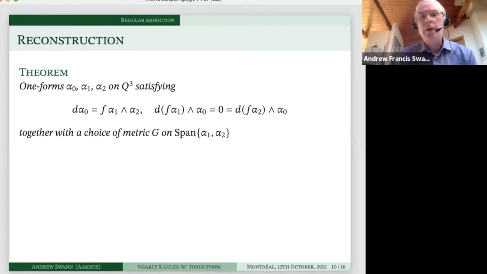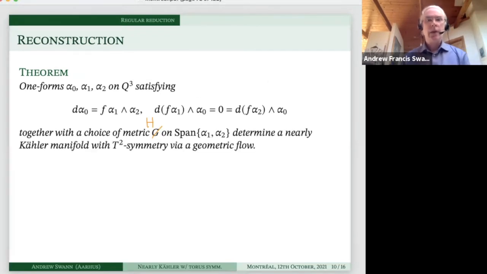And then you can choose any metric, which I should have called H. I changed my notation, sorry. It should be H, what I called H on the previous slide. You can choose any metric H on the span of alpha 1 and alpha 2. And this data then determines a nearly Kähler structure with T2.